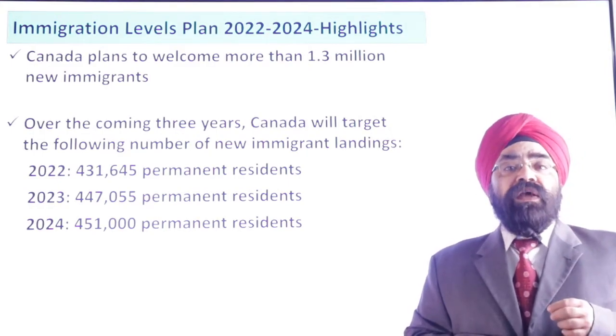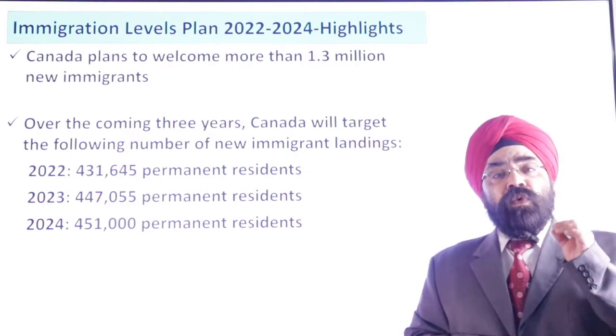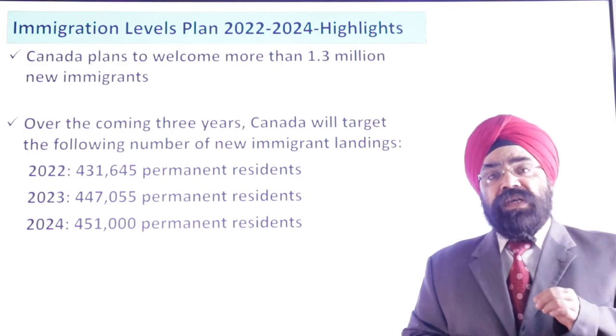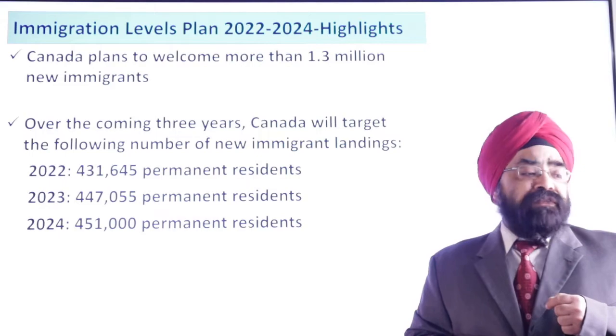So this is a plan. In 2021, the government has already achieved more than 400,000 immigrants. So they are confident they can easily make it, and they have the blueprint for this.